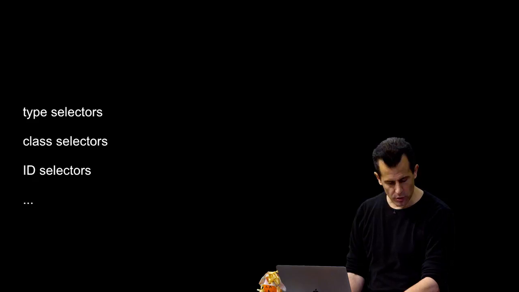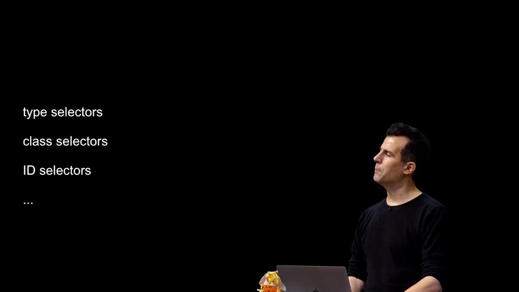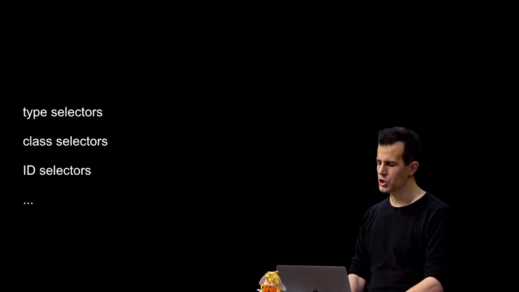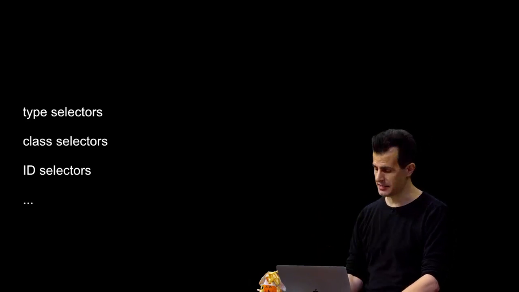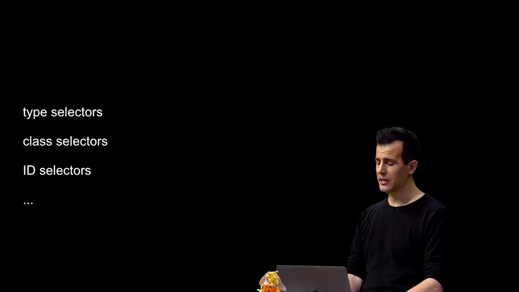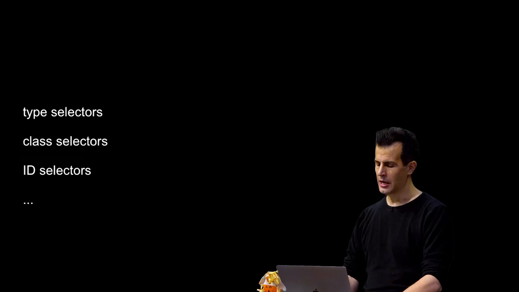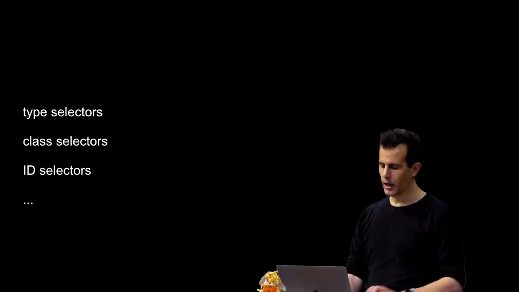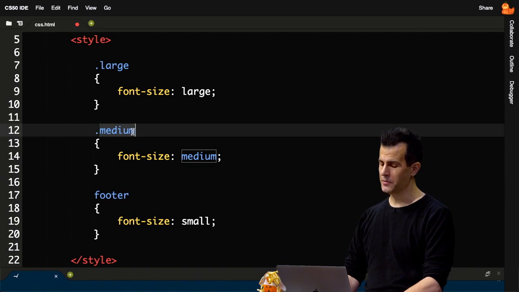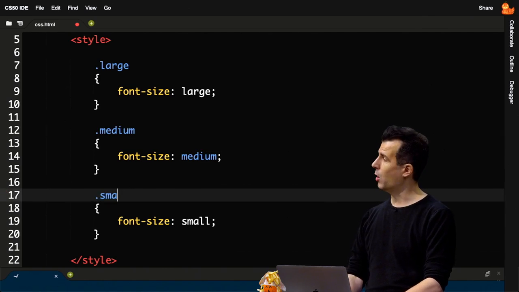And I'm going to go ahead and do this instead. Instead of just saying my header is going to have a font size of large, I'm going to introduce what's called a class in CSS, the syntax for which is to use a dot and then a keyword of your own choice. And I'm going to call this first set of properties dot large, this next set of properties dot medium, and this next set of properties dot small.